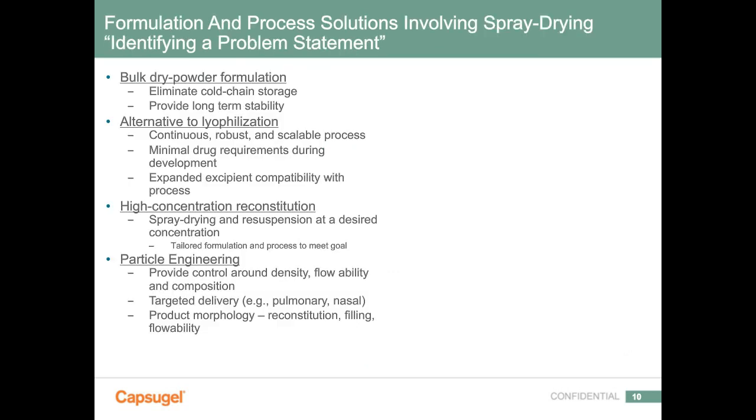So the first thing we would do when we have an actual product and we want to develop a formulation or process is to identify a problem statement. By identifying the problem statement up front, we can rationalize which excipients, what our process constraints are, things like that. Listed on this slide here are the four primary problem statements that we encounter. So it could be simply a bulk dry powder formulation. So you have a material, you're looking for just having stability in the dry form. You want to eliminate cold state storage by using the dry form and providing long-term stability. Pretty straightforward in that case.